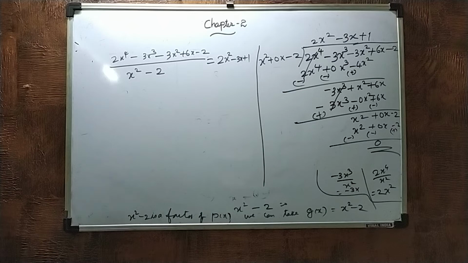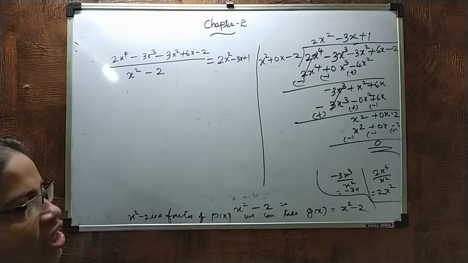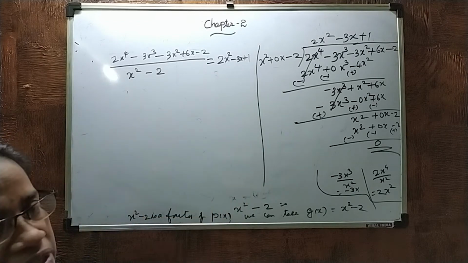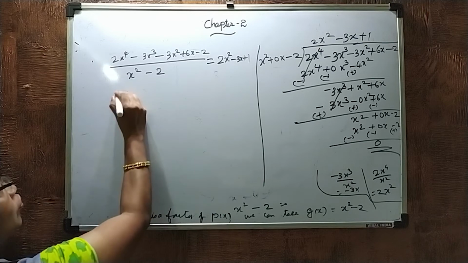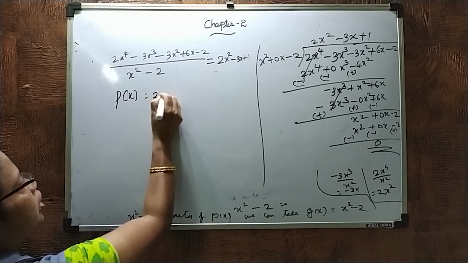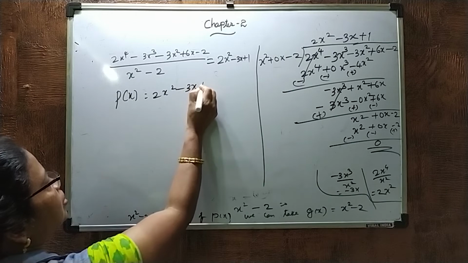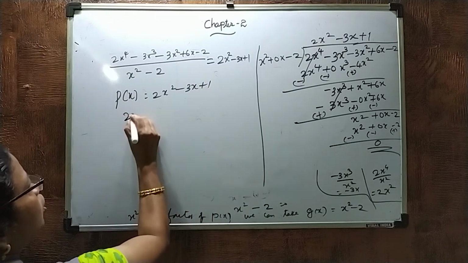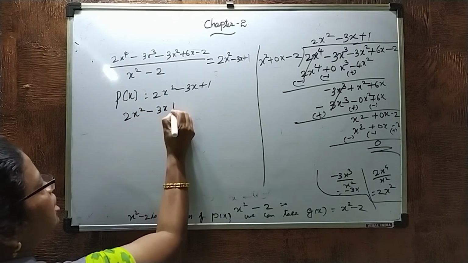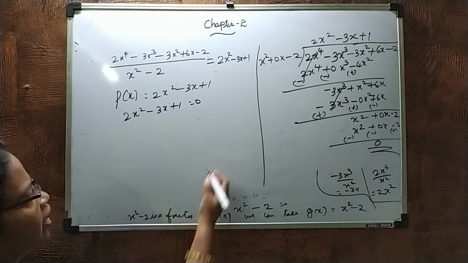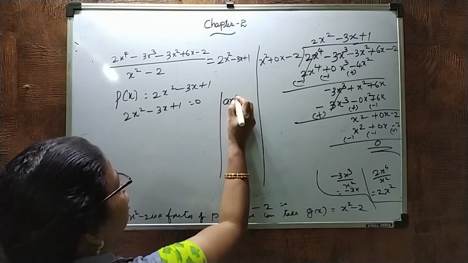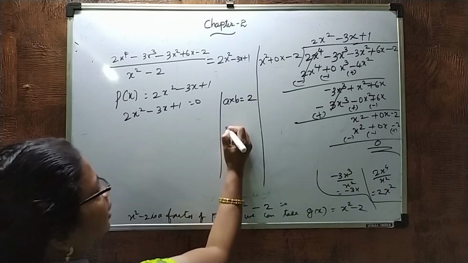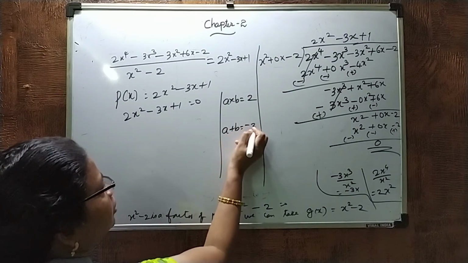Again we didn't get any answer. We want the zeros. So not only the division you have to do. Next you have to take this as 2x^2 - 3x + 1. So take p of x as 2x^2 - 3x + 1 now. That means splitting the middle term. So it will be 2x^2 - 3x + 1 equal to 0. Then a into b and a plus b. a into b is equal to 2 into 1, 2. And then a plus b is equal to negative 3.